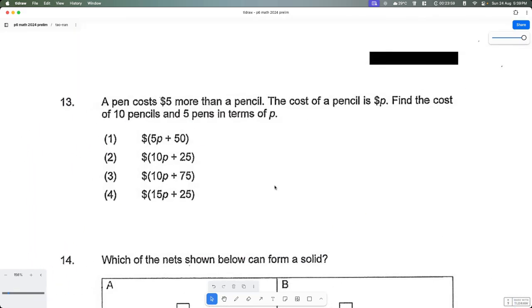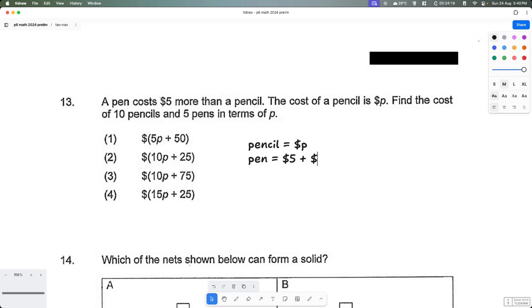Question number 13. So a pen costs $5 more than a pencil. So cost of pencil is P dollars. Find the cost of 10 pencils and 5 pens in terms of P. So one pencil is equal to P dollars. So pen is equal to 5 plus P dollars, right?